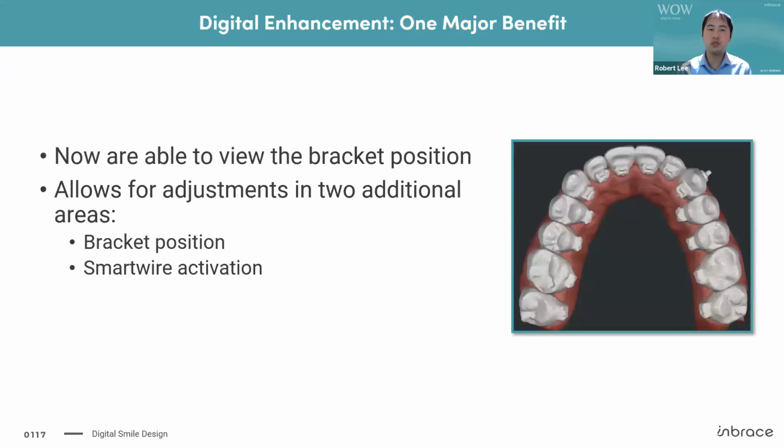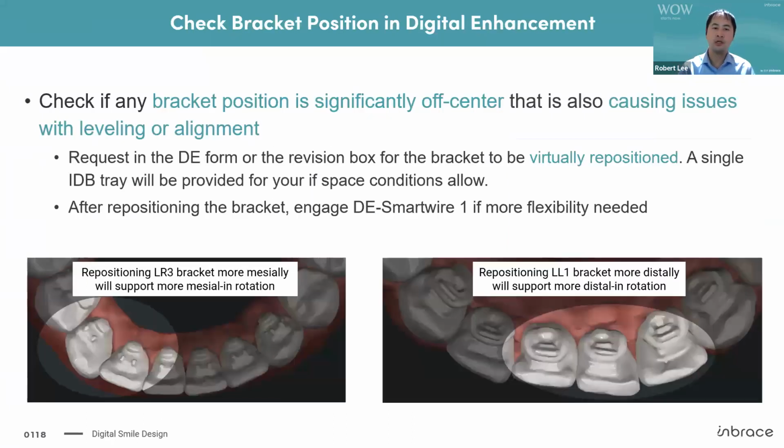One major benefit of digital enhancement is that you are able to see the bracket position now. And that allows you to check your bracket position as well as assess whether the smart wires are going to activate properly. So with bracket position, any bracket that's significantly off center while also being misaligned, you should request for the bracket to be repositioned to the center of the tooth. If any bracket is way off to one side, it doesn't tend to express the rotation as predictably.